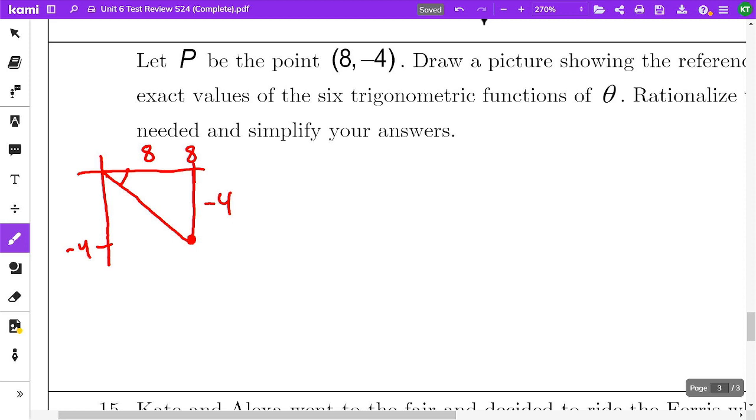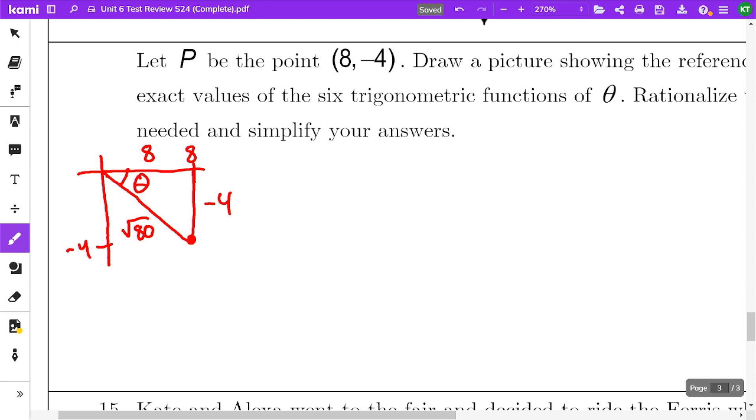8 squared is 64. -4 squared is 16. 16 plus 64 gives me 80. Take the square root of that, and we get root 80 as our hypotenuse. Now we just have to make all of our trig properties for that.